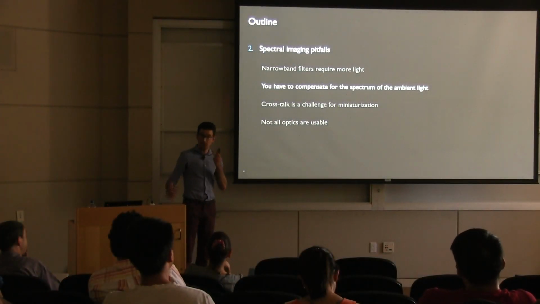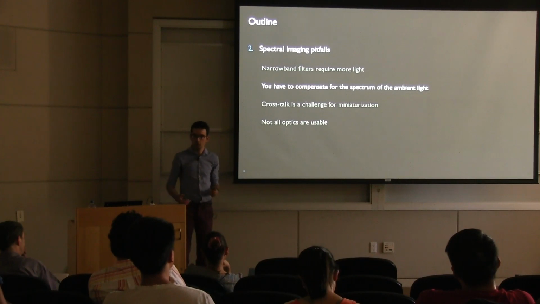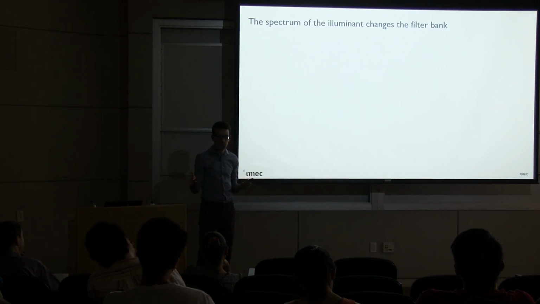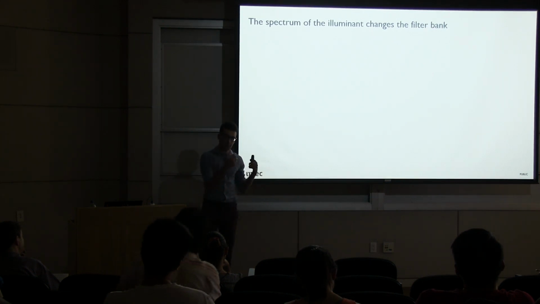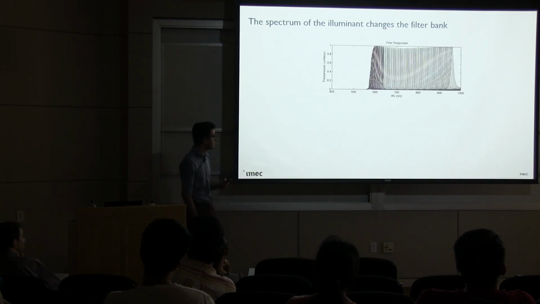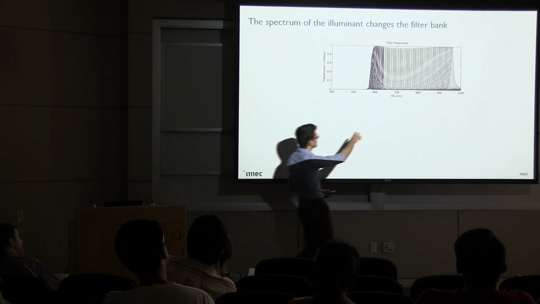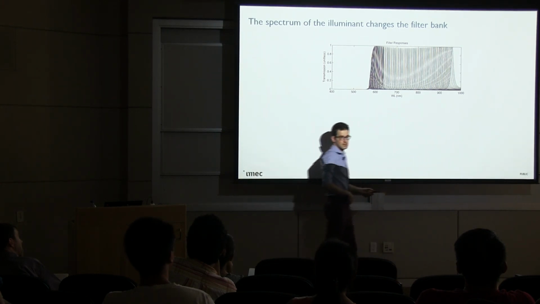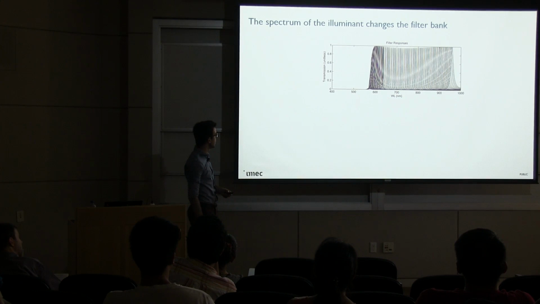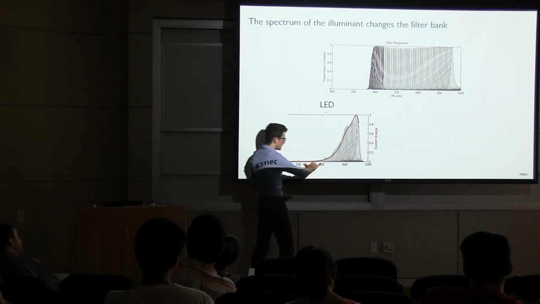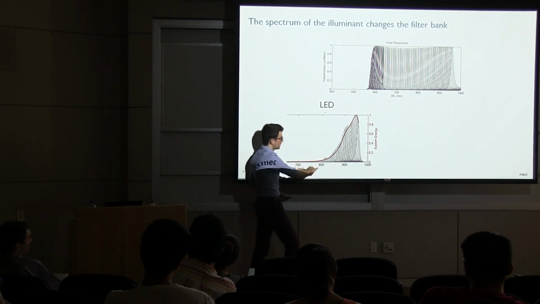The second one, which is typical to spectral imaging in general, is that you have to compensate for the ambient light. It's also true in color imaging, of course, but here it's more important, because you don't want to just make nice photos, you often want something that is physically meaningful. If you have a filter bank, a collection of filters where you will sample the spectrum, and an LED which has only light here, then all these filters will be useless, basically.